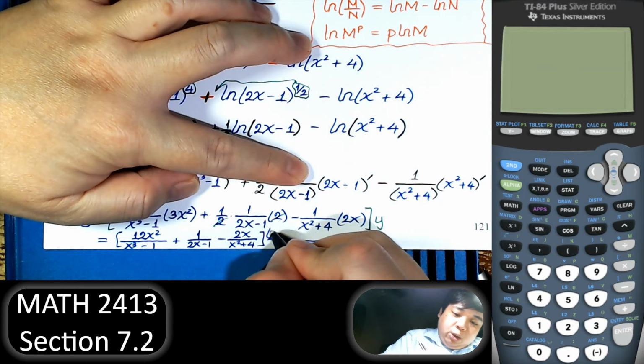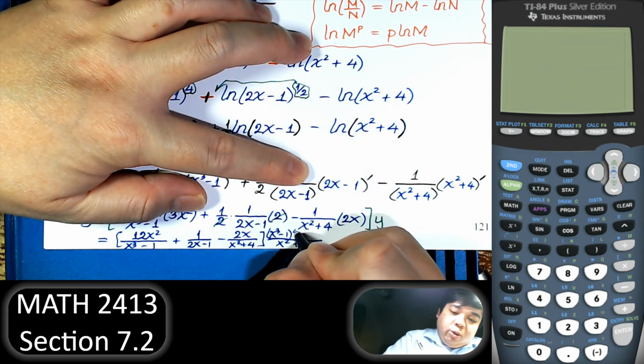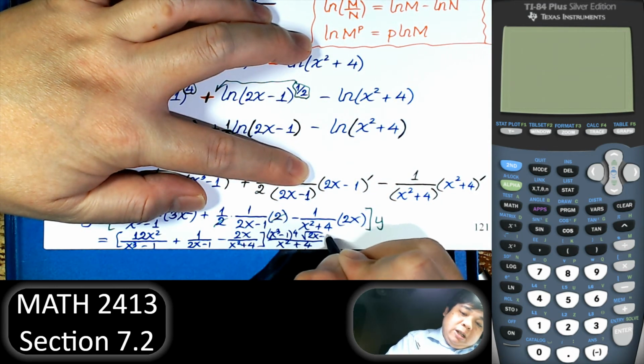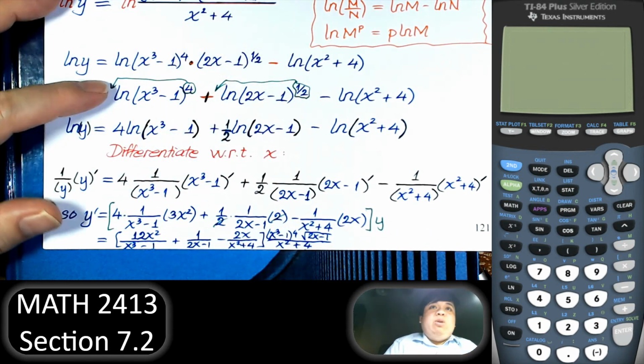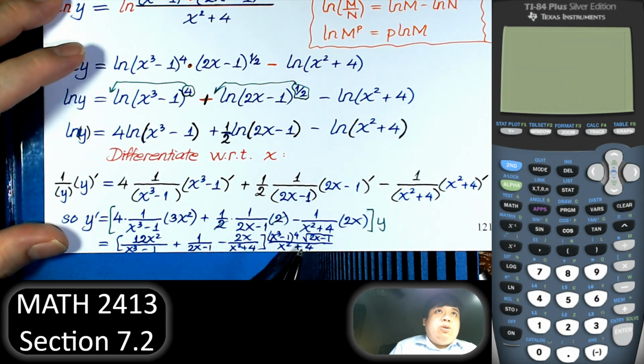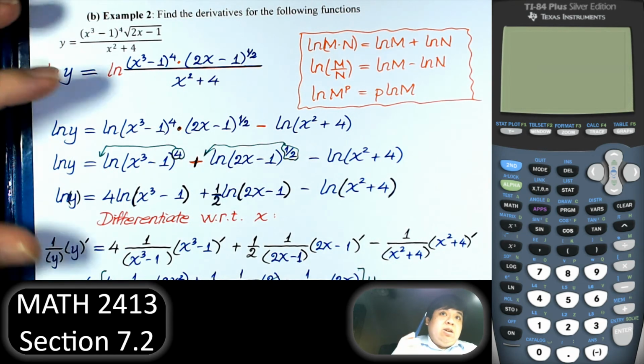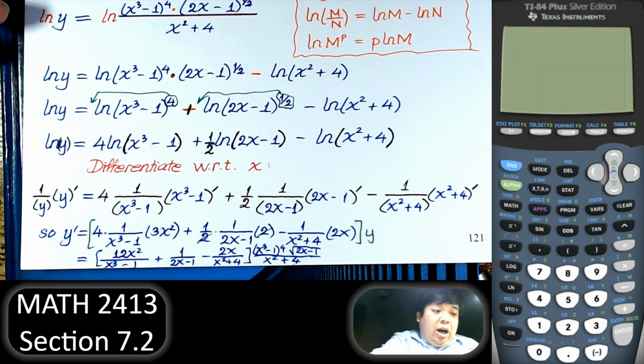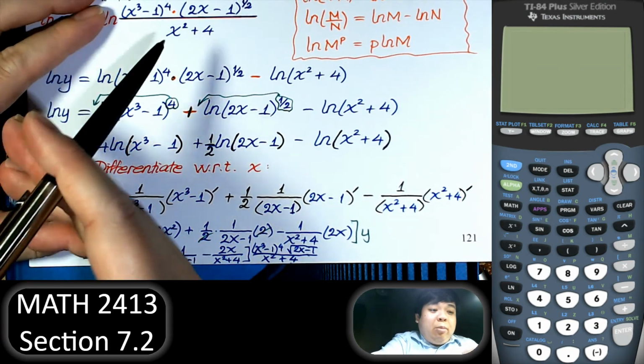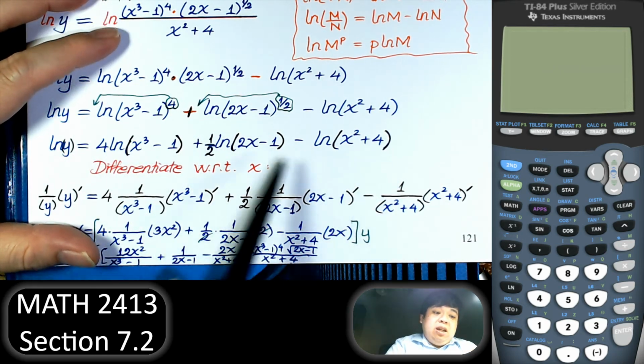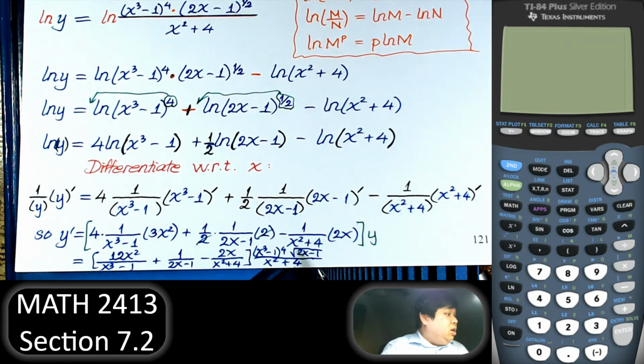Here we have x cubed minus 1 to the 4th, square root of 2x minus 1. Yeah. Even though this is a lot, it's not that difficult. The thing is, when we take ln on both sides, we can break that up into a bunch of little logs and differentiate these little logs. It's not that bad.